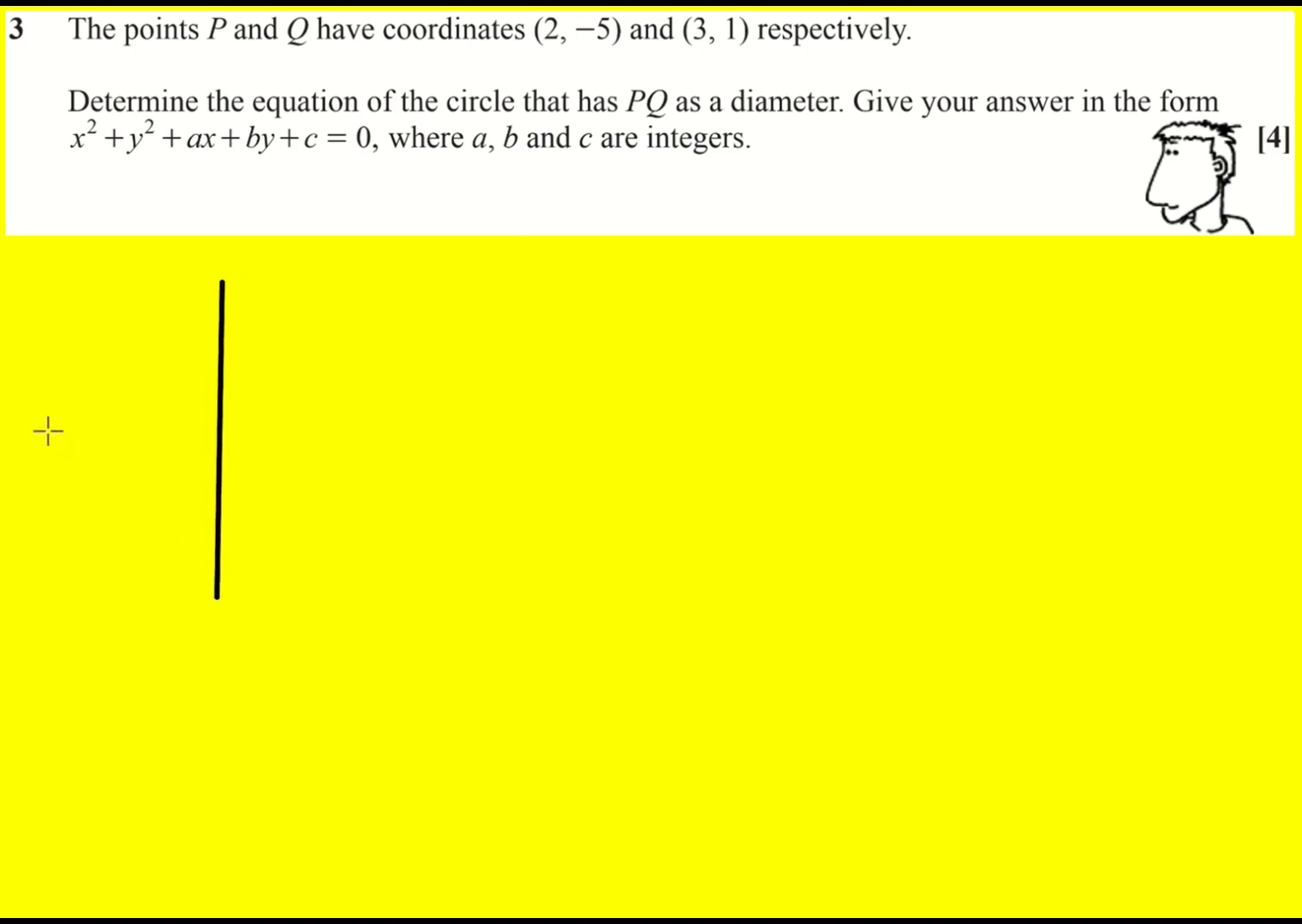Draw a little sketch in this question. I think that's a good idea. And put the coordinates on. So we've got 2, minus 5, maybe down here. And then 3, 1.